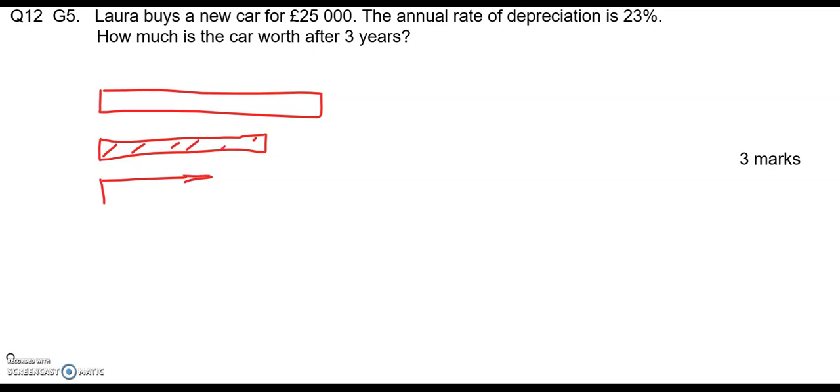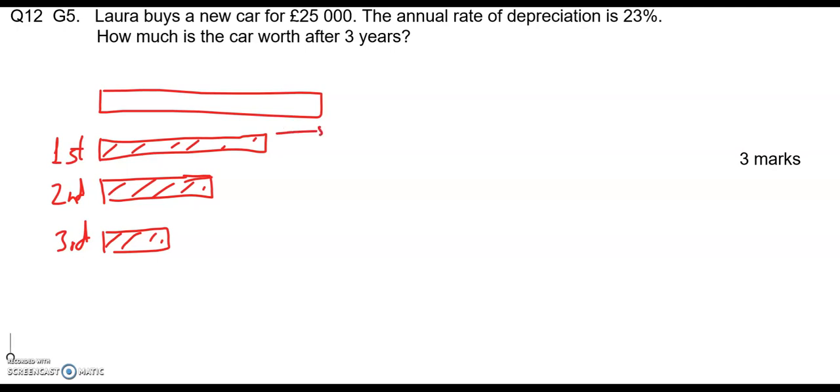So something like this it will look like. So this is the end of the first year, and then second year, and the third year. So as you can see, the price will drop dramatically. This difference here is 23%. So this represents 77%.